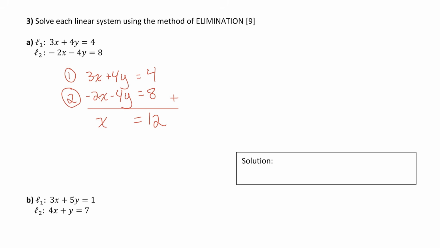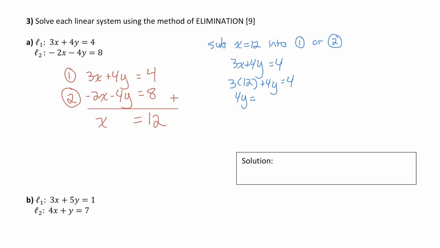I can take that answer x equals 12 and sub it into either equation 1 or 2. I'll sub it into equation 1. So I'll sub in the x value of 12, and then I'll be able to solve for y. So I've got 4y equals 4 minus 3 times 12 is 36. So 4y equals negative 32.